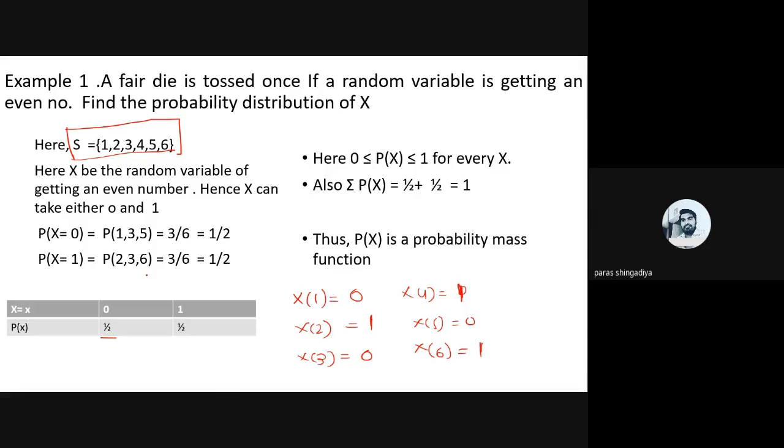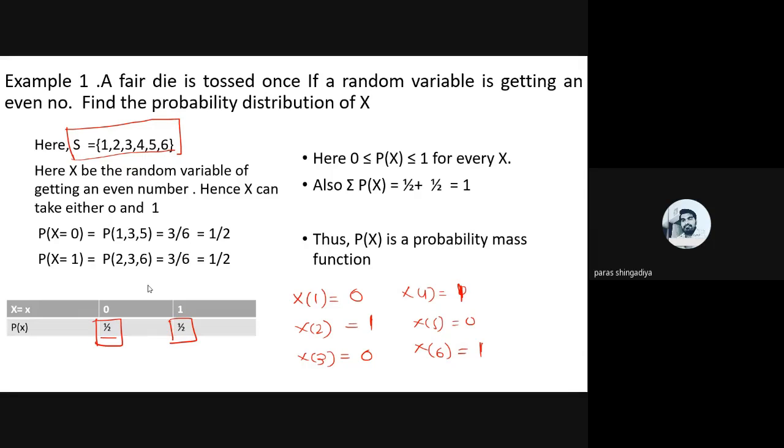Okay, check whether it is a probability mass function or not. Here both the probability values are from 0 to 1, both are positive. Both values are between 0 and 1, so the first condition is correct.